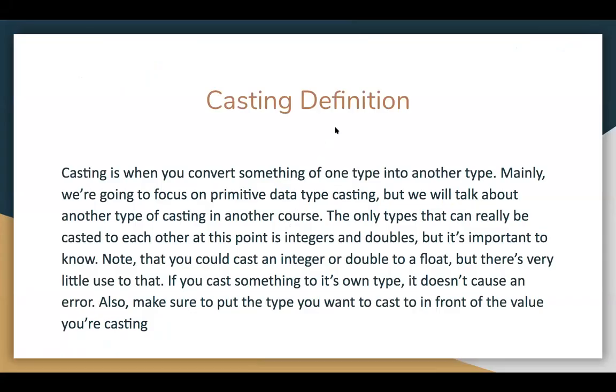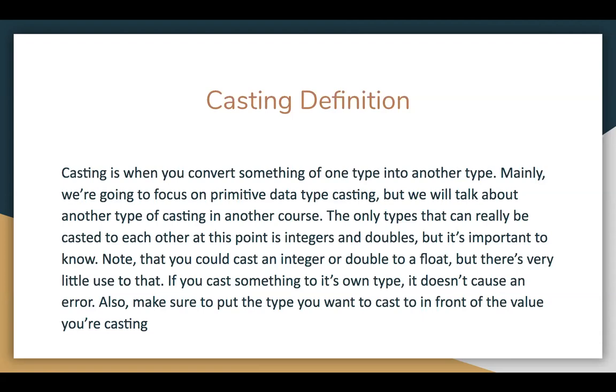So, casting, the definition is that casting is when you convert something of one type into another type. Originally, when you're creating a variable, for example, if you set a variable as an integer, it's always going to stay as an integer and you can't change it at all. But in this case, you can change stuff into another type. So, for example, the integer I can change into double now.